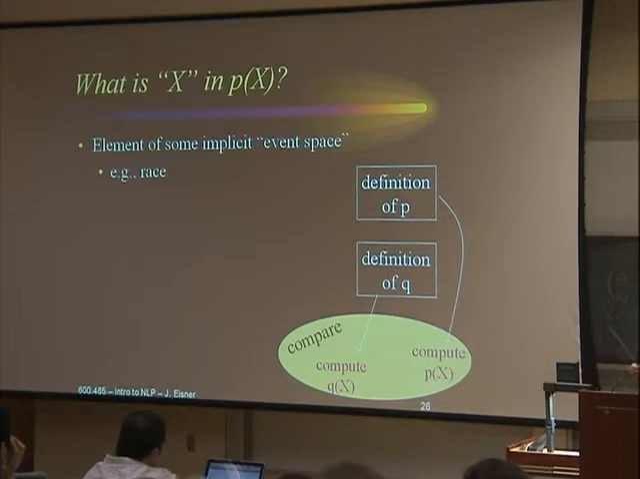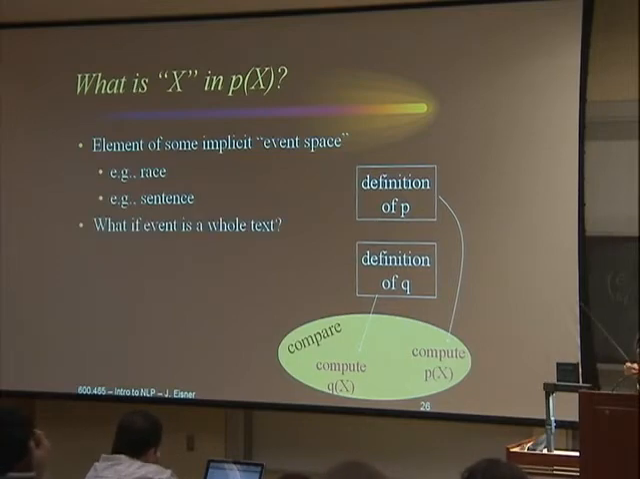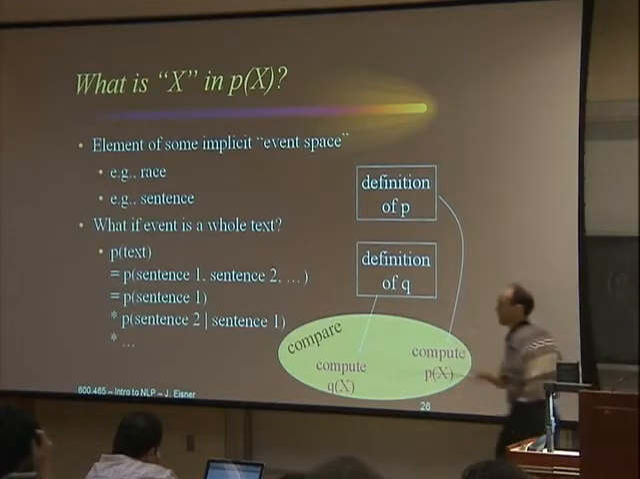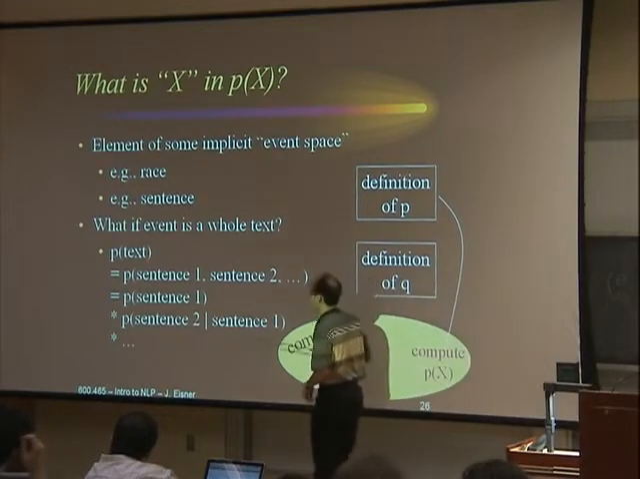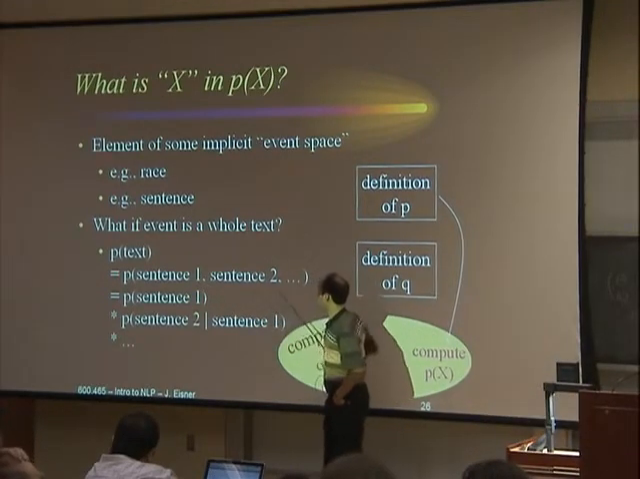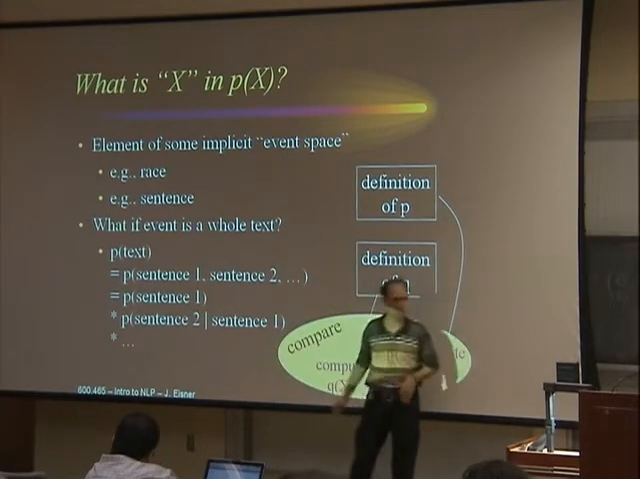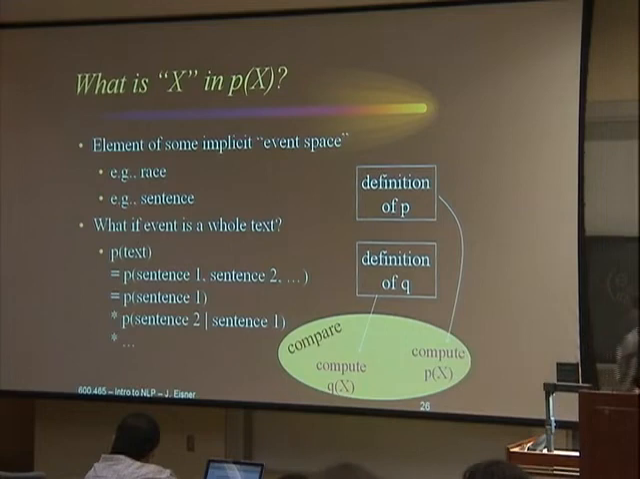For example, the space of all races or the space of all sentences. If the event's a whole text, so we want to know the probability of a corpus, well, that's the probability of all those sentences together. And if we want that, it's pretty reasonable to take the chain rule and then back off. So if we want the probability of the whole text, we say let's pretend all the sentences are independent and multiply the probabilities of the individual sentences together.